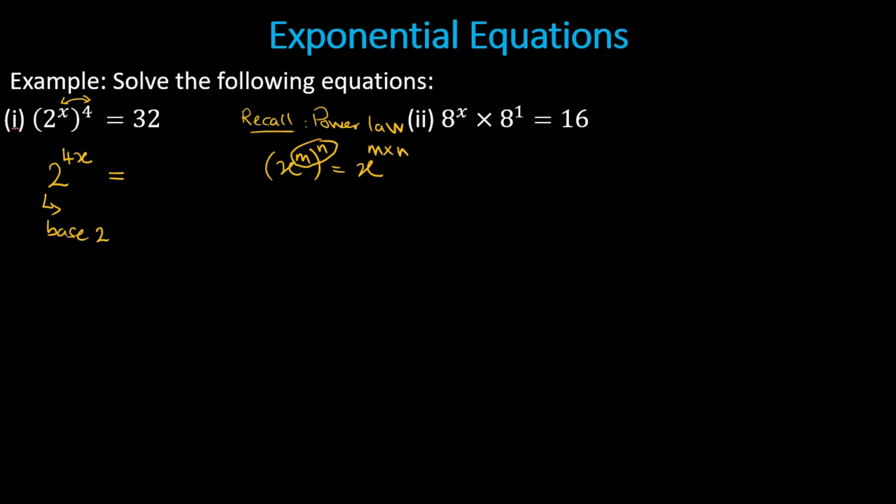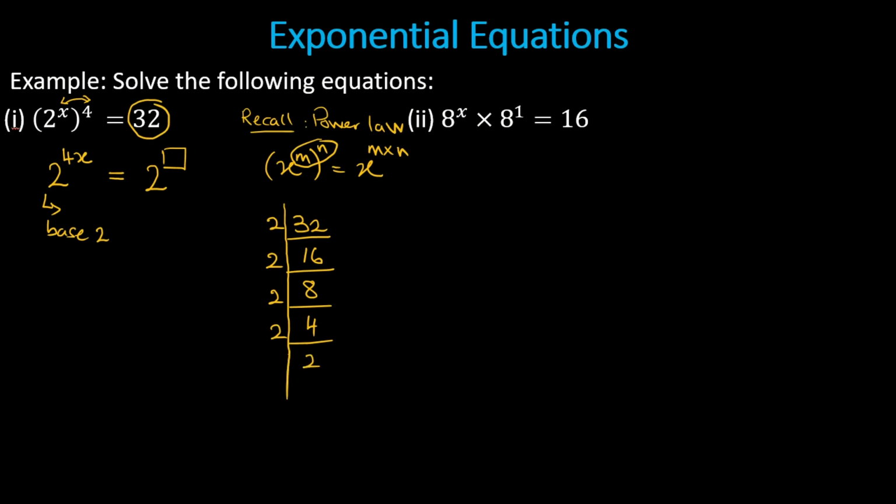on the left hand side, we need to convert 32 in terms of base 2. So 32 is 2 to the power of what? Let us see. So we take 32. We have to divide it by 2. 32 divided by 2 is 16. 16 divided by 2 is 8. 8 divided by 2 is 4. 4 divided by 2 is 2. And 2 divided by 2 is 1. So 32 is simply 2 to the power of 5. Right?